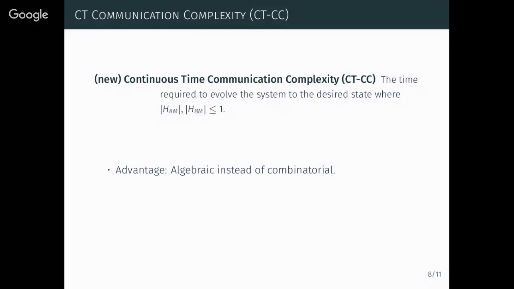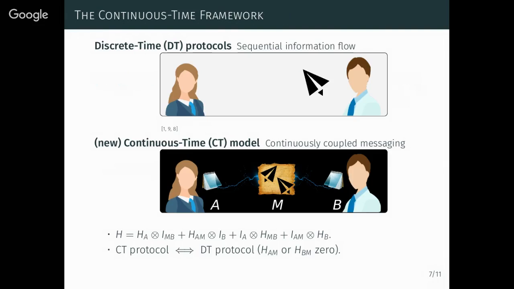All right. So the advantage of this is that the very structure of this construction is algebraic instead of being combinatorial. Combinatorial is a structure which arises naturally if you're doing sequential communication. If I send you something and then you send me something else back, it becomes combinatorial, because for every option that you have, you have to keep track of all the possible inputs you could have.